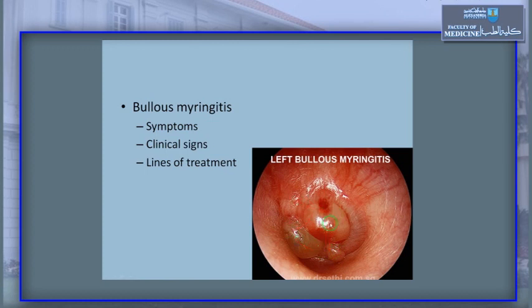This condition is self-limiting. It can recover on its own within 4 or 5 days. So what we have to do during this period is to give the patient good analgesia for the pain. For some patients, we give topical antibiotic ear drops to help prevent secondary bacterial infection.